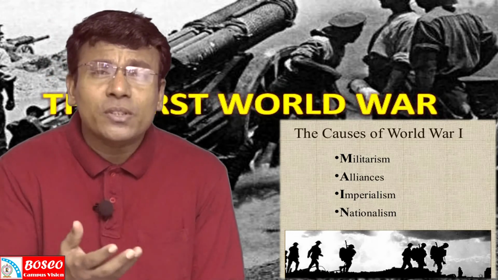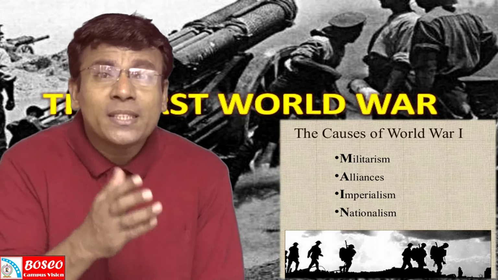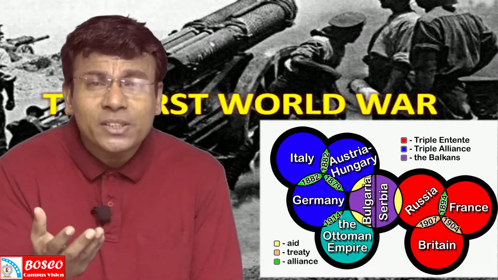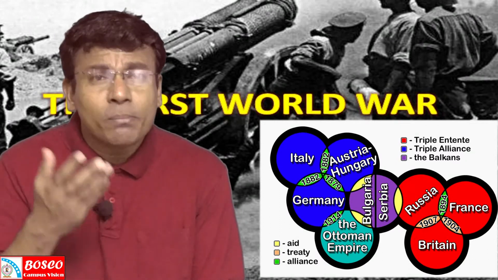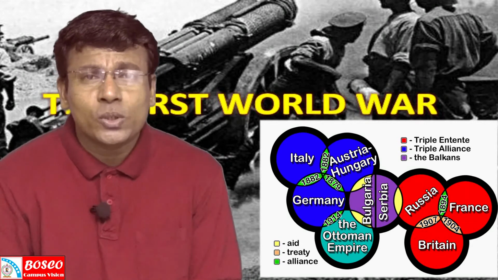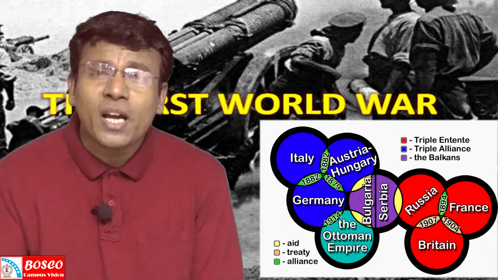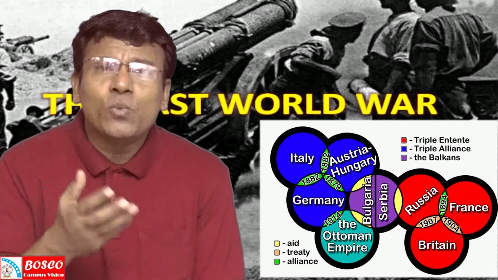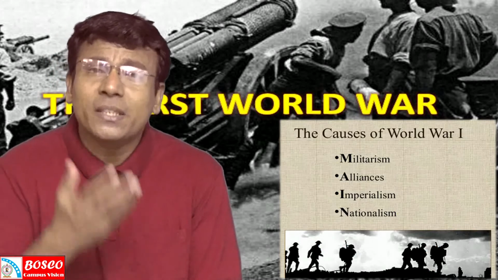The second cause is the alliance system. Most countries of the period had secret alliances. These alliances were meant to help each other in times of adversities, difficulties, or threat from other nations. Two main treaty systems were prominent during the time: one, the Triple Alliance of 1882, among the three countries Germany, Italy and Austria-Hungary. And there was the Triple Entente of 1907, among France, Britain and Russia. So, the alliance system.